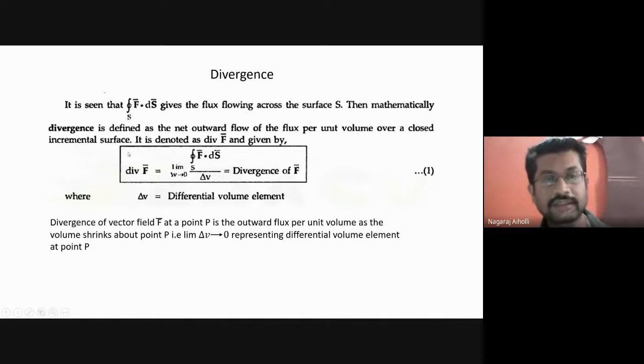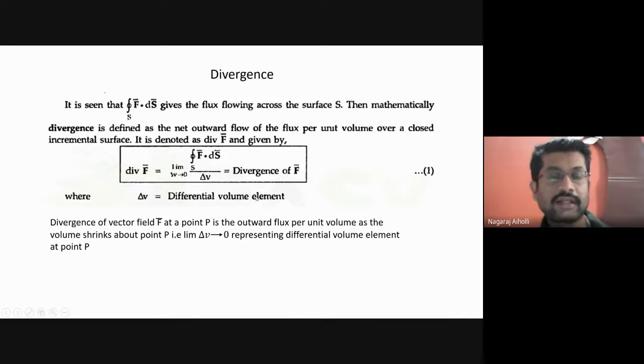It is denoted as divergence of F bar, and given by the formula: divergence of F bar equals the limit of the closed surface integral of F bar dot dS bar divided by delta V, as delta V tends to 0. This is our divergence of the vector field F bar. Then what is delta V? It is the differential volume element.